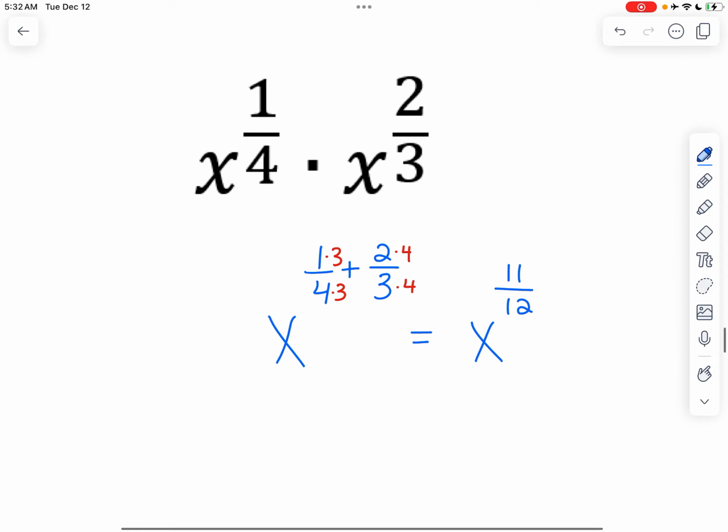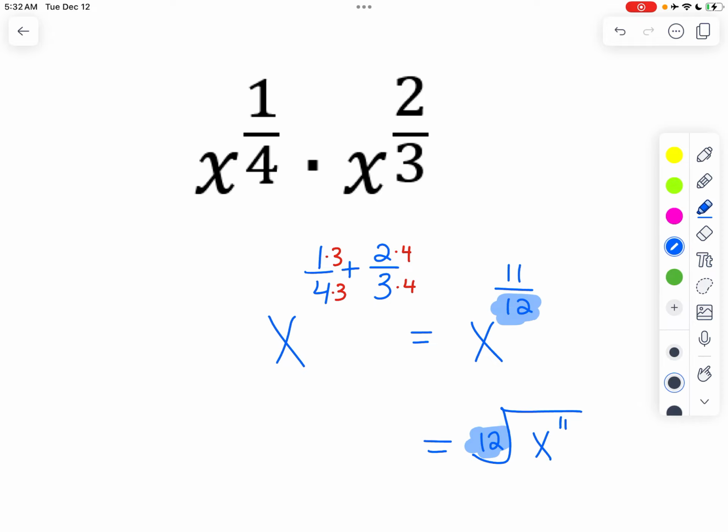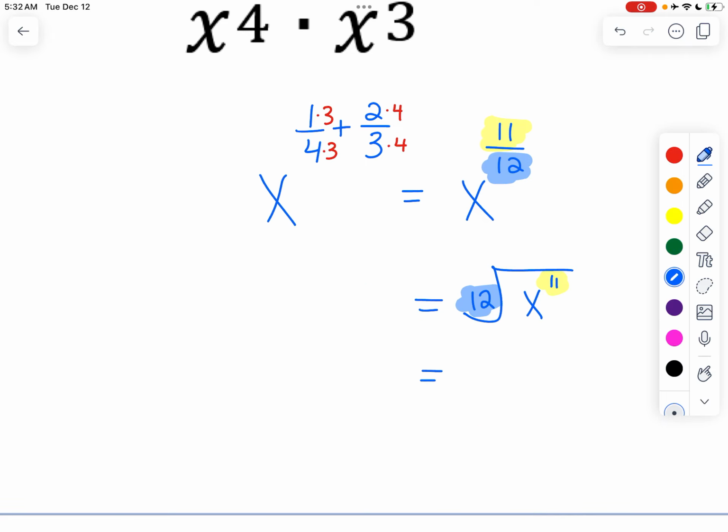And then let's say I was asked to write this in radical form. That 12 would become the root, and the 11 would be the power still under the radical, or it could also be outside of the radical. So let me just write that both ways for you. This would be the 12th root of x to the power of 11. All of those are equivalent.